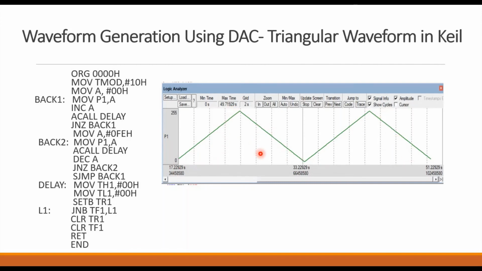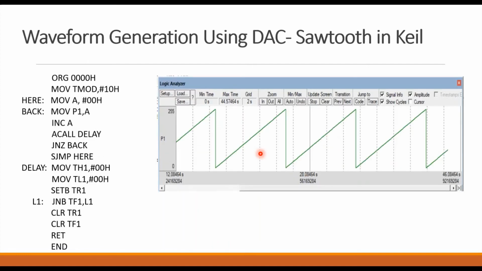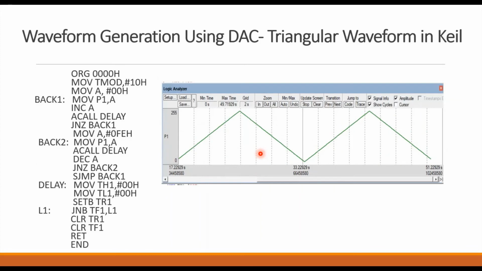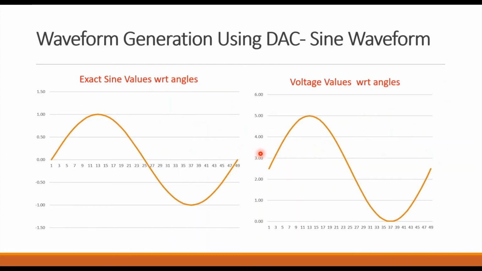So we have to generate triangular or sawtooth kind of waveform. So we were bothered about only the shape of the waveform. But now we have to focus on the values also and the shape of the waveform also. So here, see, these are the exact values.